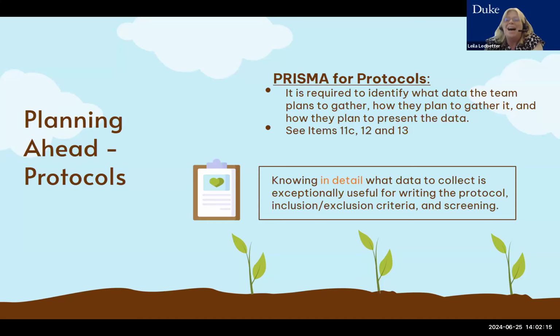We don't require them. And so as soon as they get to that, they're like, oh my gosh, I don't know yet. And we really think that knowing in detail what they're planning to collect is super helpful for this protocol part, but also really helps them with their inclusion and exclusion criteria and with the screening. It just makes the screening go so much better. So this is all stuff that people feel happens downstream that actually helps with the process upstream.